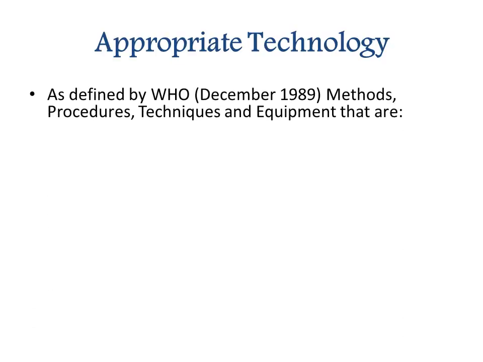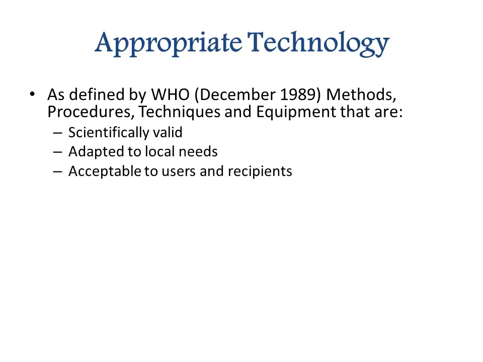The fourth principle or pillar of primary healthcare is appropriate technology. What is appropriate technology? WHO defines appropriate technology as methods, procedures, techniques and equipment that are scientifically valid, number one; adapted to local needs wherever possible and acceptable to users and recipients; maintainable with local resources. Otherwise, if the administration provides hi-fi technology one time, it will be run for some time and then it will not be properly maintained and there is no continuity. It is not sustainable.